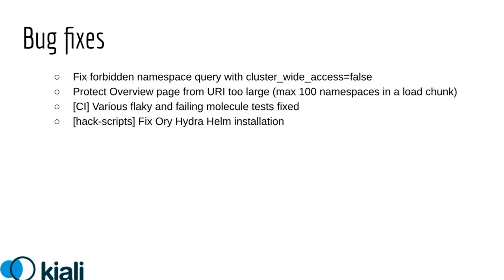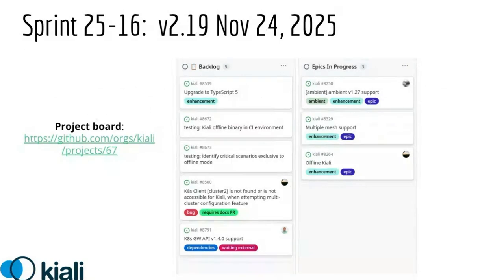We did some flaky Cypress and molecule test fixes in this sprint, as well as in hack scripts. We fixed the Ory Hydra Helm installation. And for the next sprint, we have 5 items in our backlog, and we have 3 ongoing epics in progress.